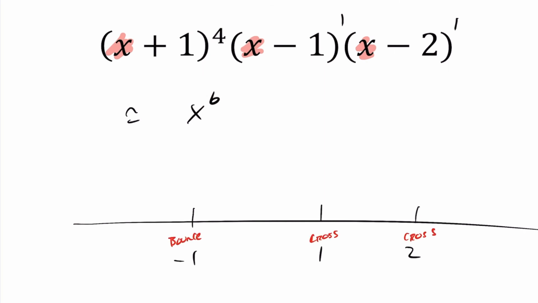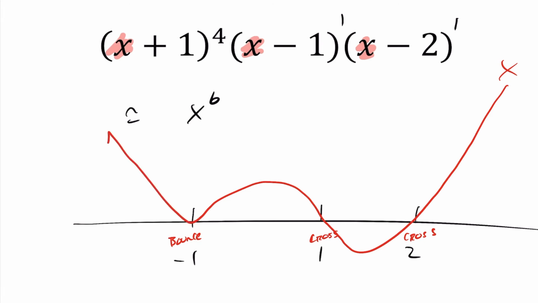As I approach 2, we're going to cross. As I approach 1, we're going to cross. And then at -1, we're going to bounce. So we're starting up here at positive infinity. We're going to tend towards our root, cross, tend towards our root, cross, tend towards our root, and bounce. And we have a rough sketch of our polynomial here.